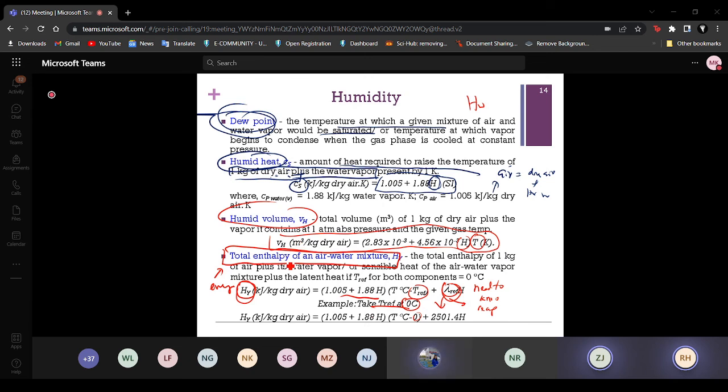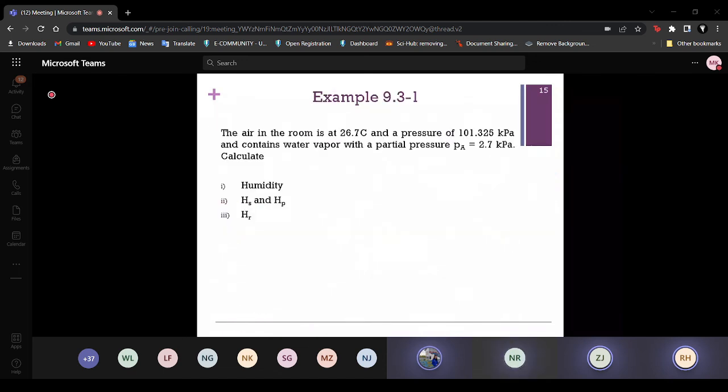Alright, so in this case it selects 0 degrees Celsius as the T reference. You can select any reference. Say you want to choose 20, then it becomes 20 here, and this is 20, and the latent heat here is at 20 degrees Celsius. So what is the value? To find the enthalpy. Okay, so let's look at this example.